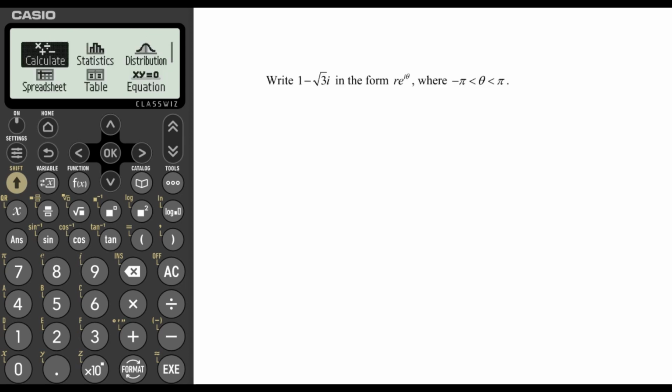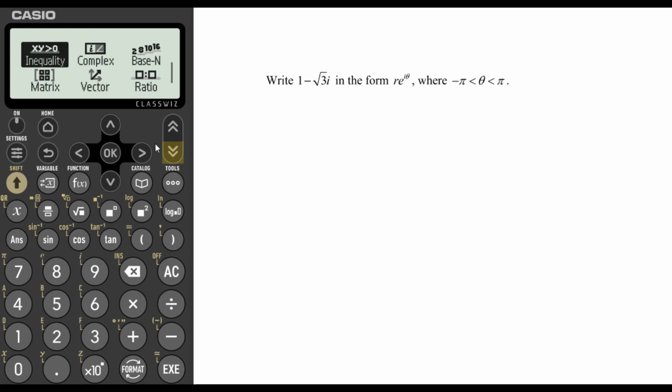We can convert Cartesian to polar form on our calculator. For example, suppose we want to write the complex number 1 subtract square root 3i in the form re to the i theta, where theta is between -pi and pi. This can be performed using our calculator.